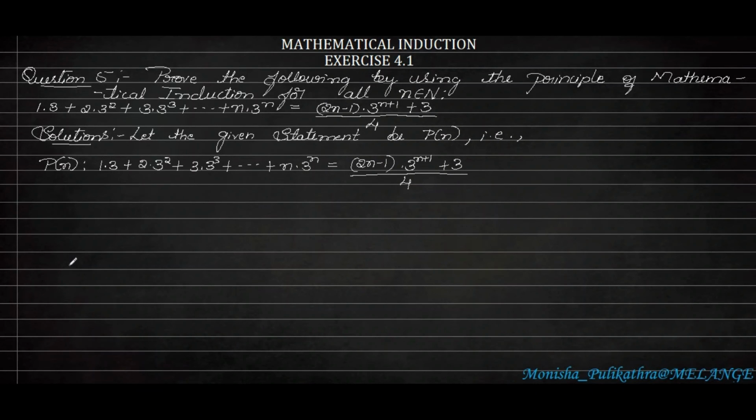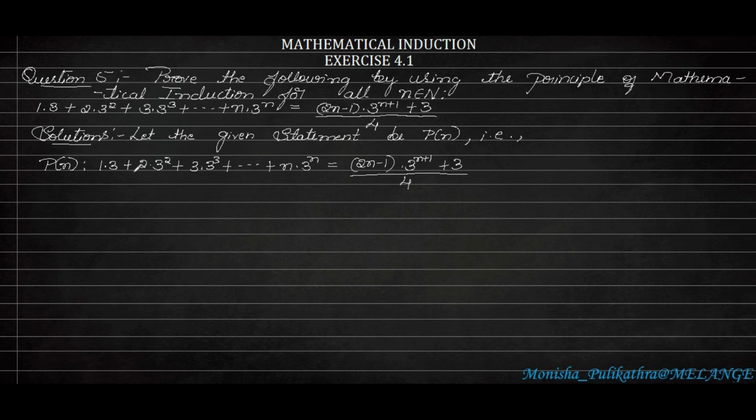Let us move on to the 5th question of exercise 4.1. So the question is, prove the following by using principle of mathematical induction for all n belongs to natural numbers: 1 into 3 plus 2 into 3 square plus 3 into 3 cube plus etc. up to n into 3 to the power of n, which is equal to (2n minus 1) into 3 to the power of n plus 1, plus 3, whole divided by 4. So the solution is, first we have to substitute this whole question to p of n. So let the given statement be p of n.